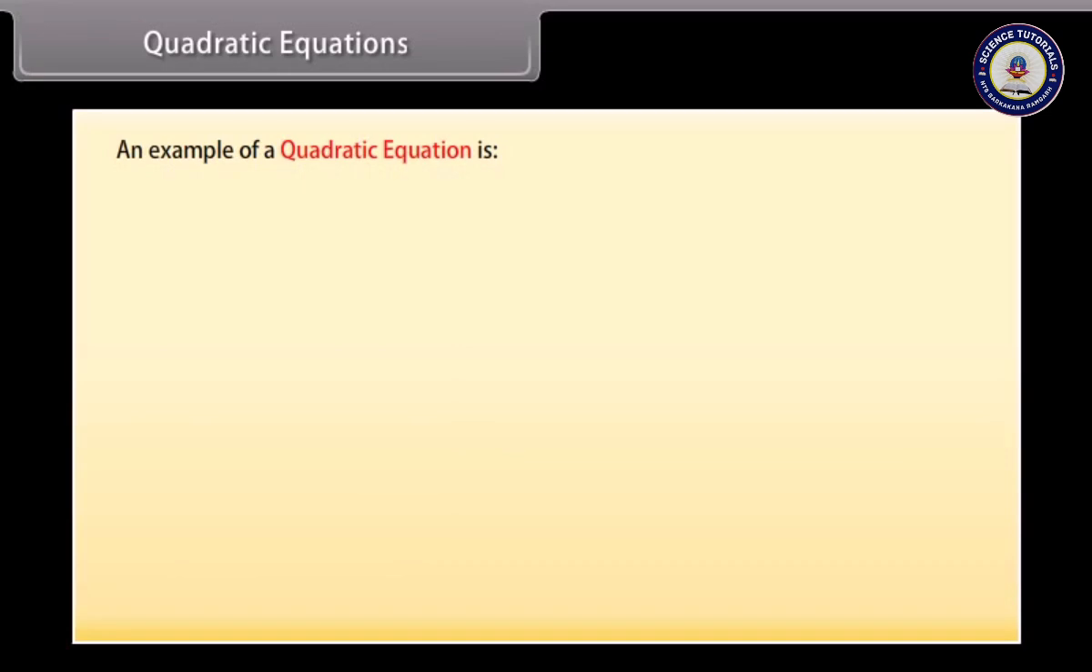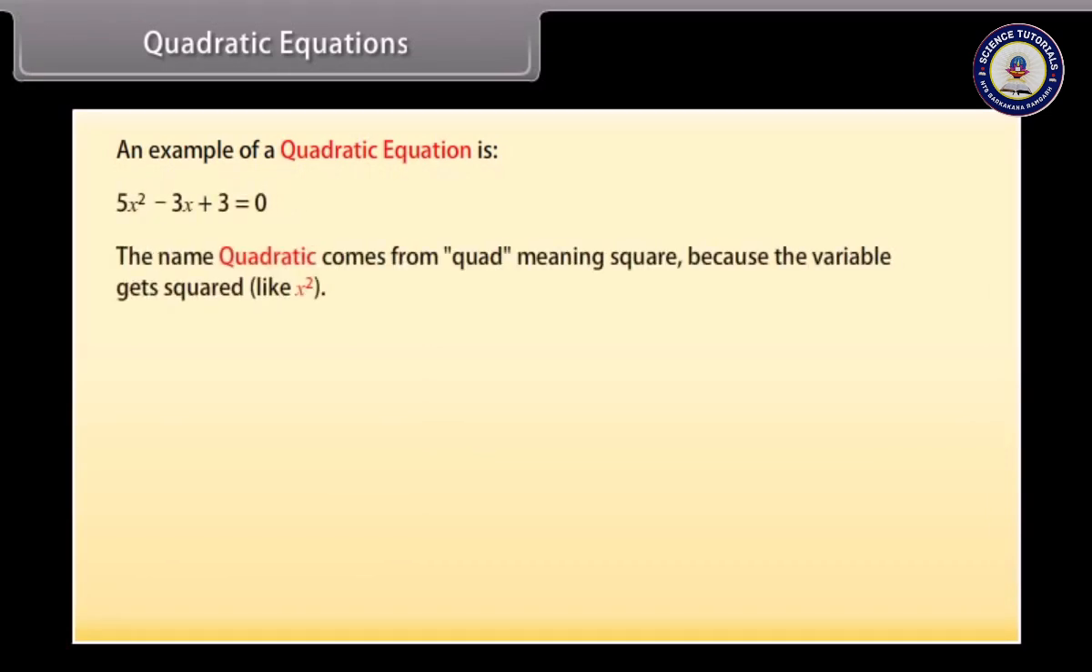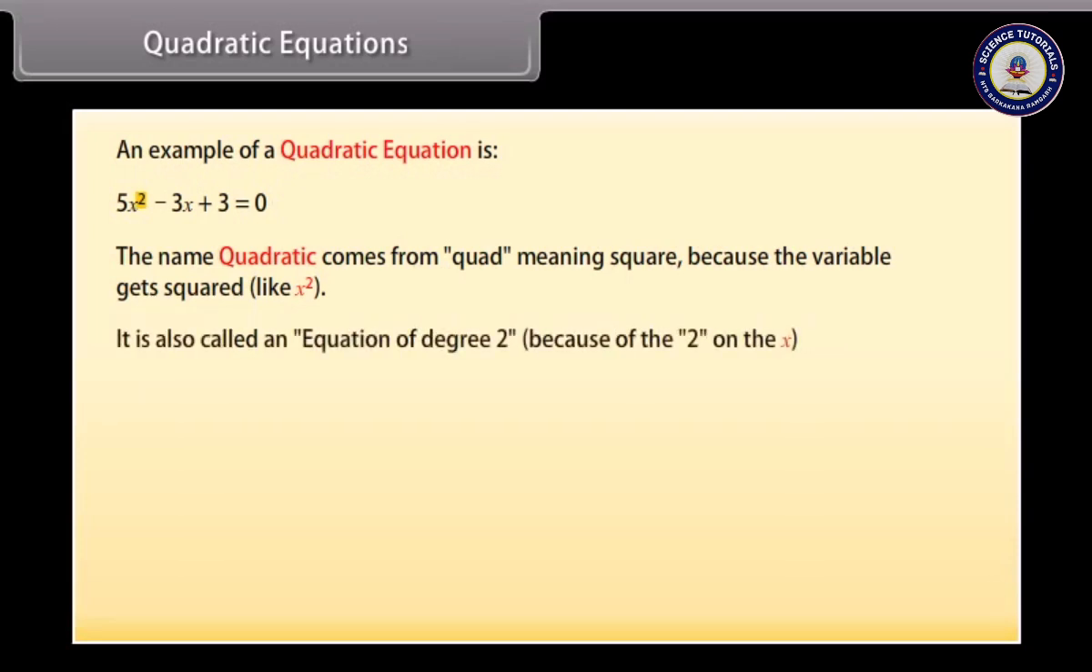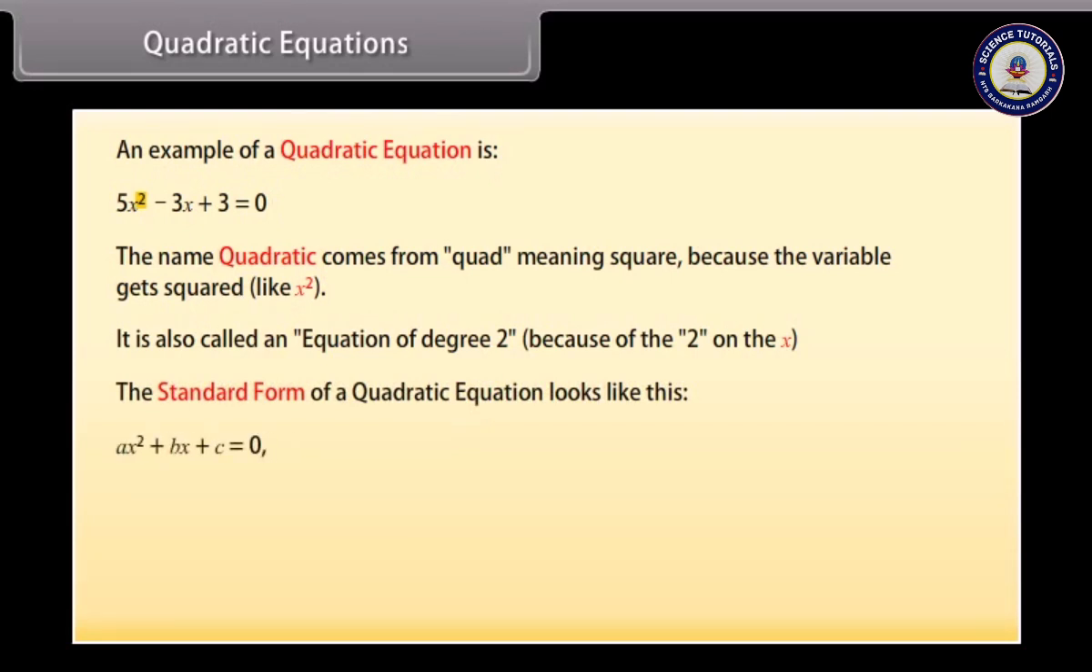Quadratic equations. An example of a quadratic equation is, the name quadratic comes from quad, meaning square, because the variable gets squared, like x square. It is also called an equation of degree 2, because of the 2 on the x. The standard form of a quadratic equation looks like this: ax square plus bx plus c is equal to 0.